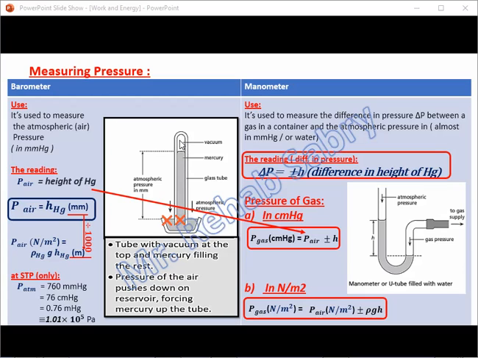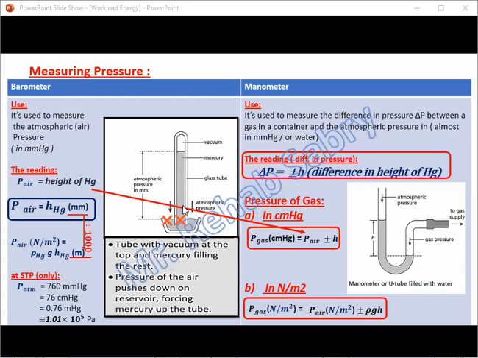Someone may say, and the air here? No, I said here this is a vacuum, no air here. Vacuum has nothing except rare amounts, traces of mercury vapor, whose pressure is approximately zero. So we can say the pressure of air is equivalent to the pressure of this column of mercury.